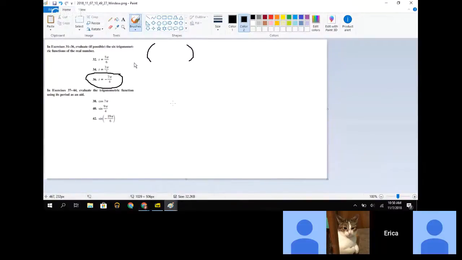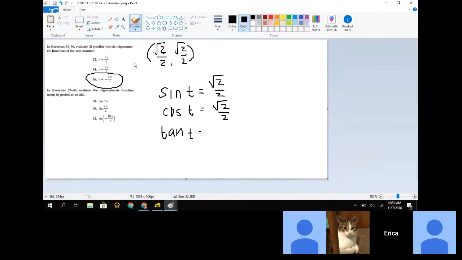Turns out to be not as exciting as I hoped, but that's all right. So it's at square root of 2 over 2, square root of 2 over 2. So this makes the sine really easy, right? The sine of t or theta is square root of 2 over 2. That's the y. The cosine of t is square root of 2 over 2. What's the tangent of t? It's just 1, right? Because it's y over x. So it's just 1. Okay.